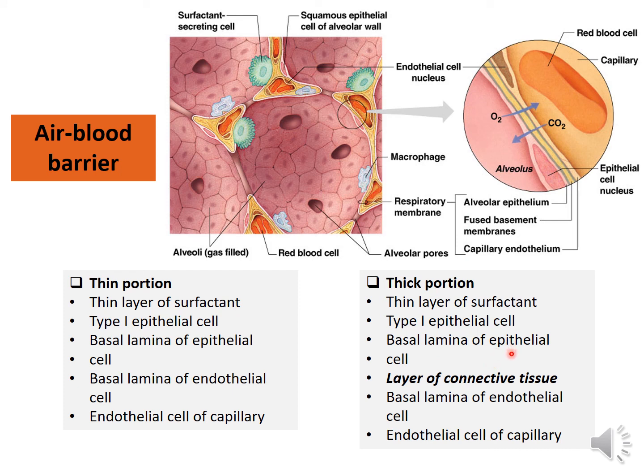However, in a few places between the two basal laminae you can see an additional layer, which is a layer of connective tissue in the interalveolar septum. This is considered the thick portion. Without this layer of connective tissue it is considered the thin portion of the air-blood barrier. Hope you understood. There is a communication between two adjacent alveoli through the alveolar pores. You can see the position of the alveolar pores.